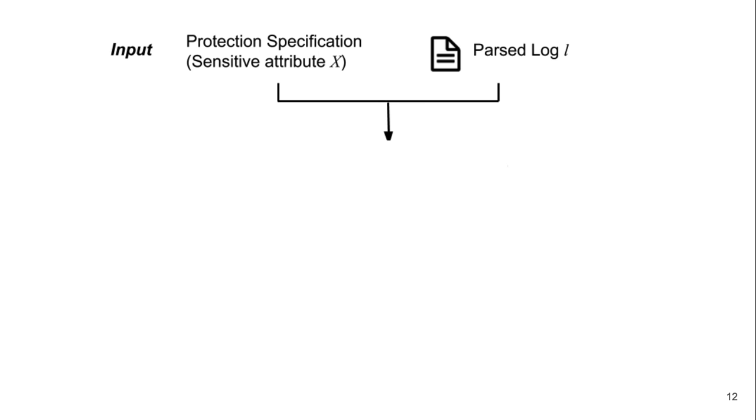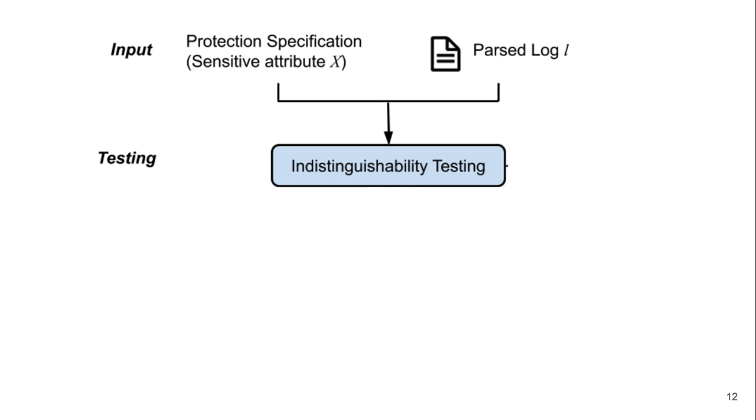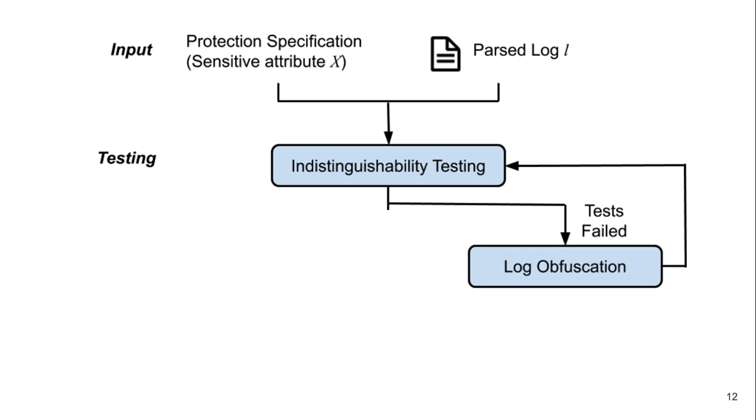Similar to software testing, we design a testing framework for log indistinguishability. The input is a set of parsed logs and the protection specification, such as what properties are sensitive. Then we perform a set of hypothesis tests to check whether different metrics in the parsed log satisfy gamma indistinguishability. We call these tests the indistinguishability tests. If any of the tests fail, we perform empirical obfuscations to hide the sensitive information and redo the tests.